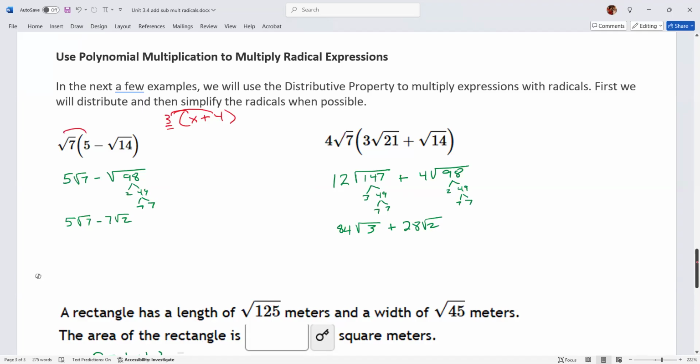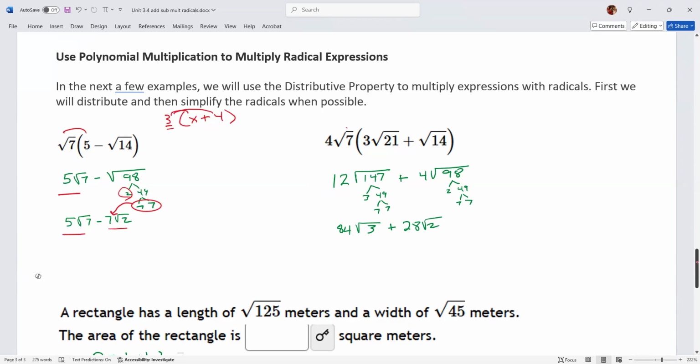So 7 square root of 7 times 5, 5 square root of 7, square root of 7 times the square root of 14 is the square root of 98. 98 breaks down, and so I will end up with a double 7, which can come out. The 2 does not have a match, so it stays in. These are not like radicals, so that's as far as I can take it.